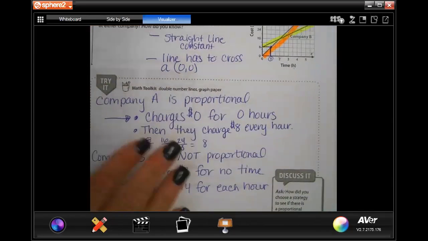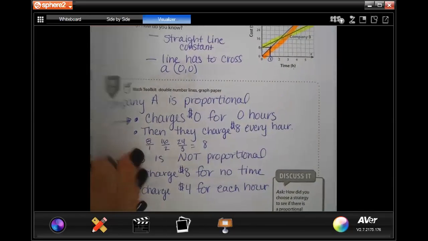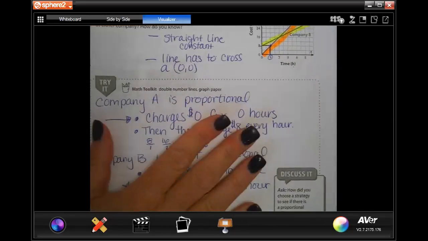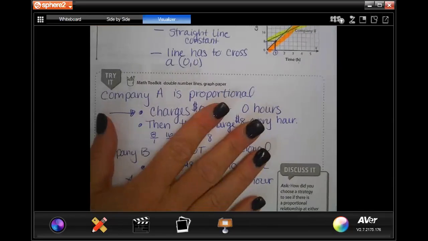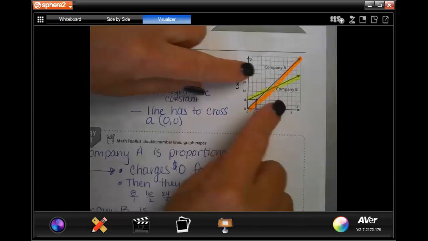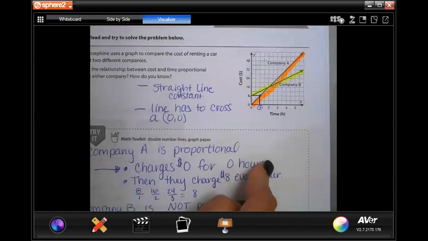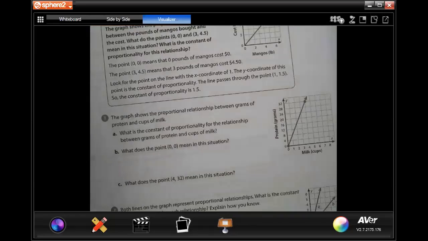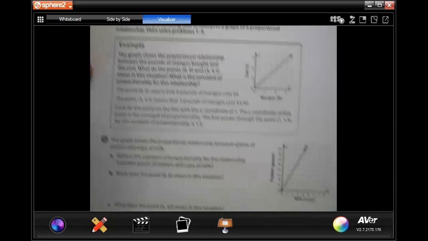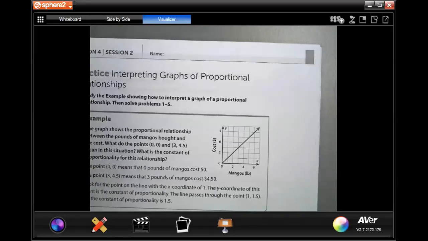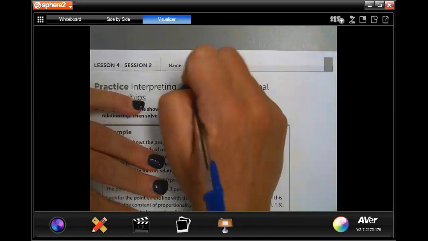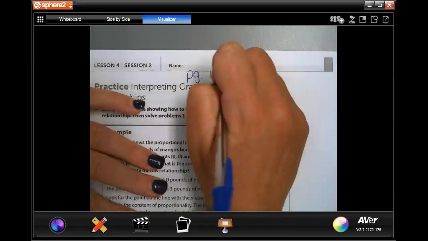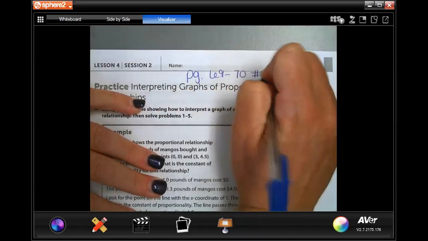We're going to dig into this a lot more on Monday, because we are going to learn how you can look at a graph, a table, an equation to see if things are proportional. Your homework assignment for tonight, for today, because there's no reason you shouldn't be able to finish it, is page 69 through 70, 1 through 5 all. So your homework is page 69 to 70, 1 through 5 all.